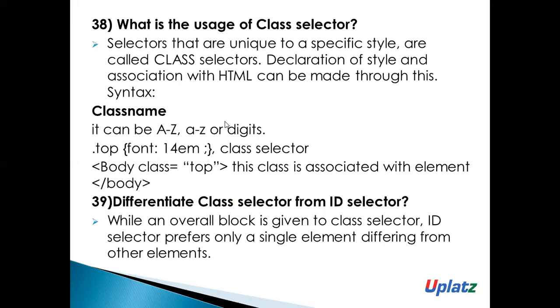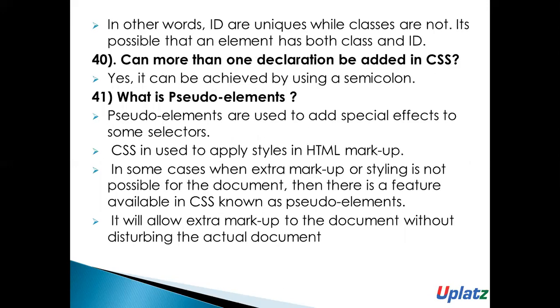The difference between class and ID selector is that for a class, an overall block is given, whereas an ID refers to a single element from the other elements. That is the main difference we have. In other words, IDs are unique, but it's possible that elements have both class and ID. Can more than one declaration be added in CSS? Yes, that can be achieved by using a semicolon.